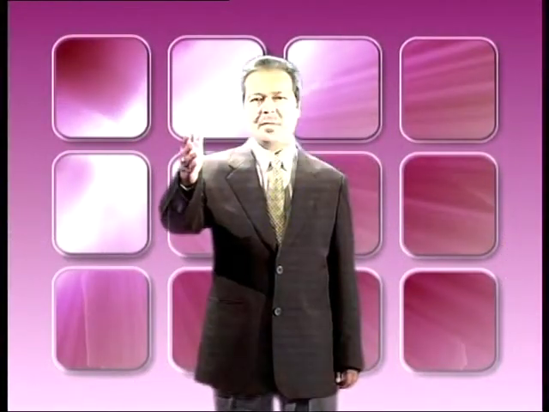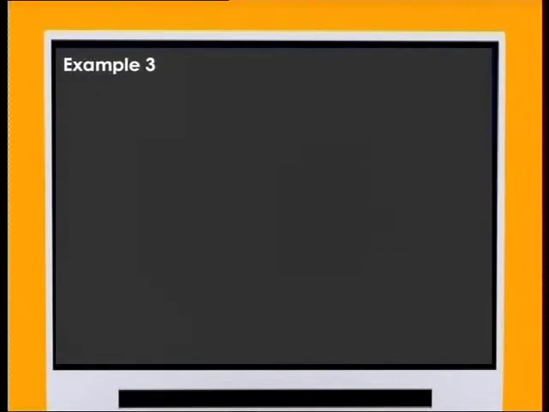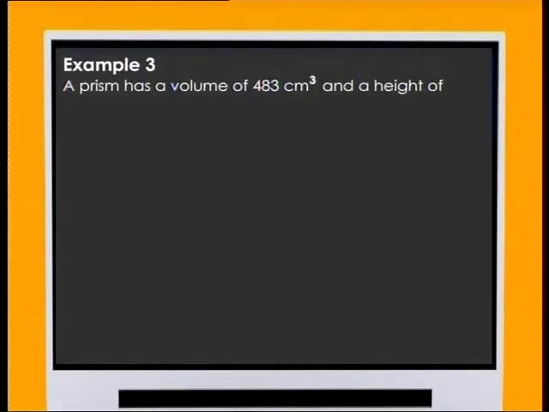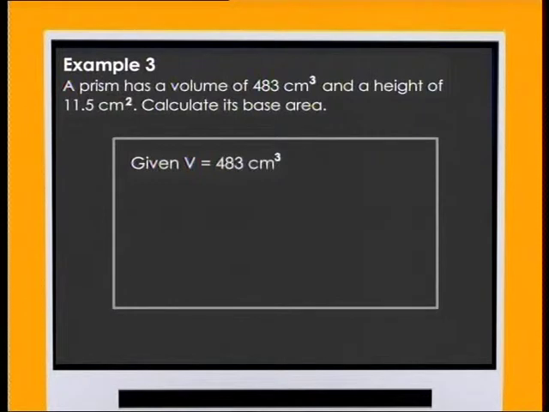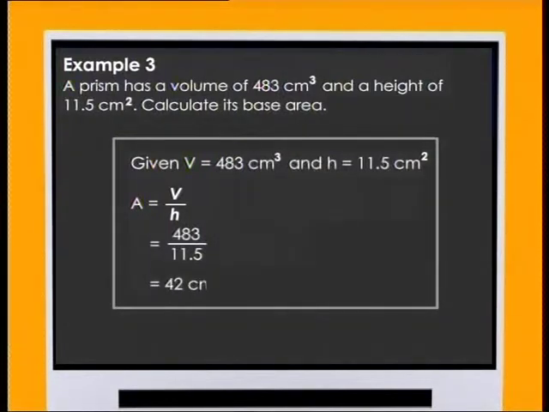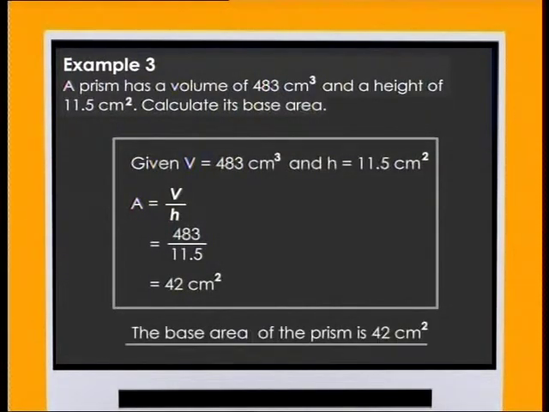Example 3. A prism has a volume of 483 cubic centimeters and a height of 11.5 centimeters. Calculate its base area. Given V equals 483 cubic centimeters and h equals 11.5 centimeters, A = V over h = 483 over 11.5 = 42. The base area of the prism is 42 square centimeters.